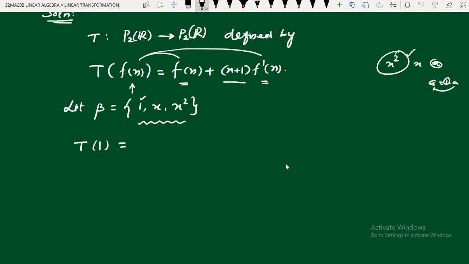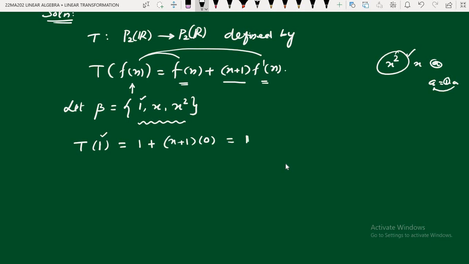Right, now take the first element T of 1. So here first take 1 as it is. Now 1 is your function f. So first write f as it is. F of x is now the constant 1. So write that constant. Then x plus 1 into f dash of x. Our f of x is 1. So differentiation of 1 is 0. Constant differentiation is 0. So this implies we can get 1. Here 0 times anything is 0 only. So the answer is 1.